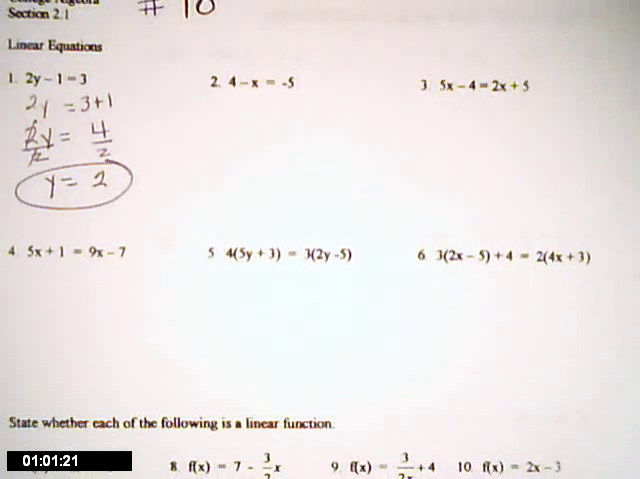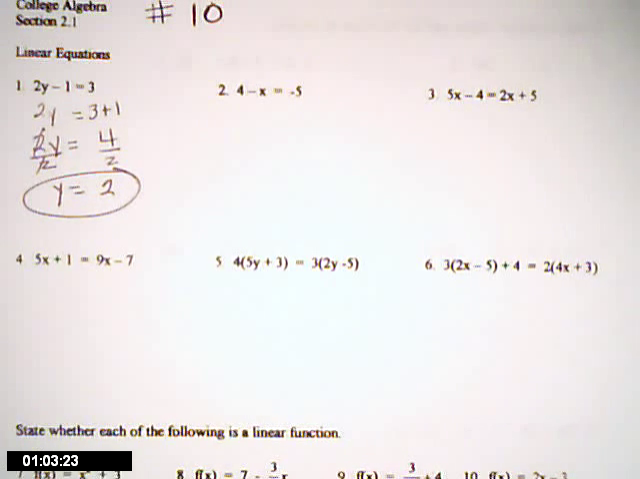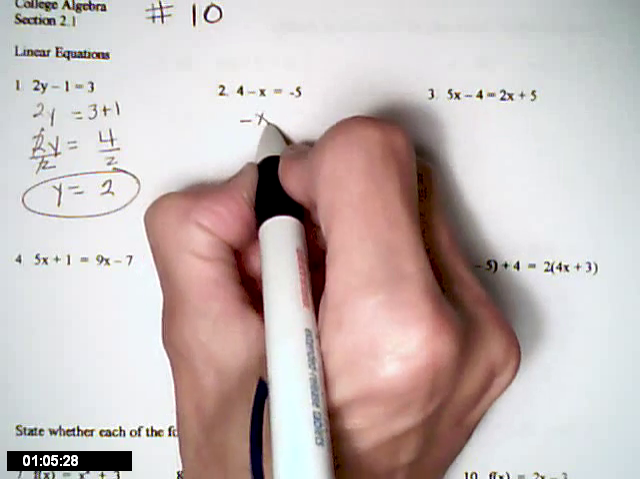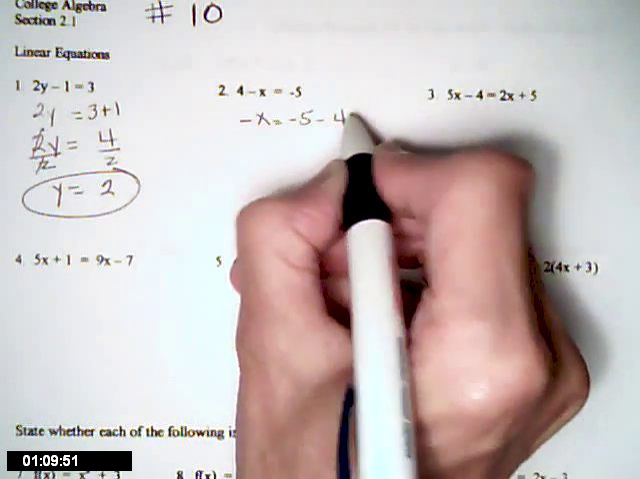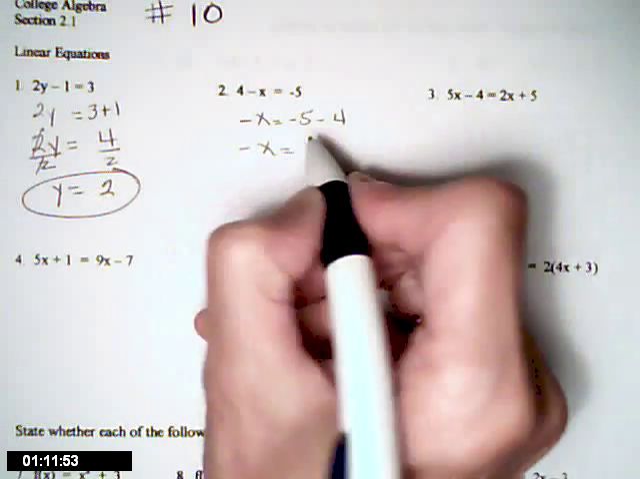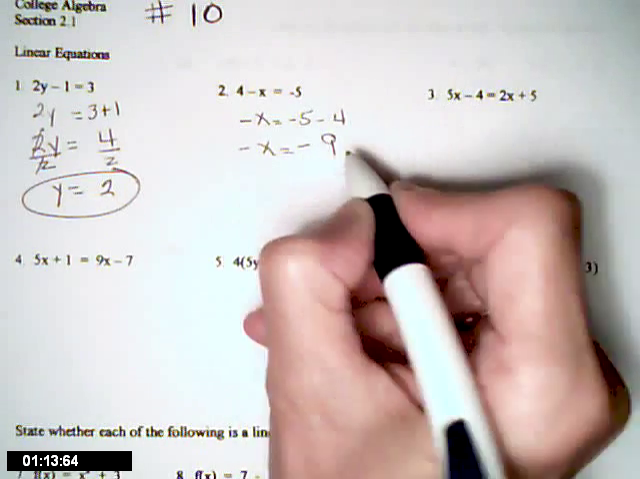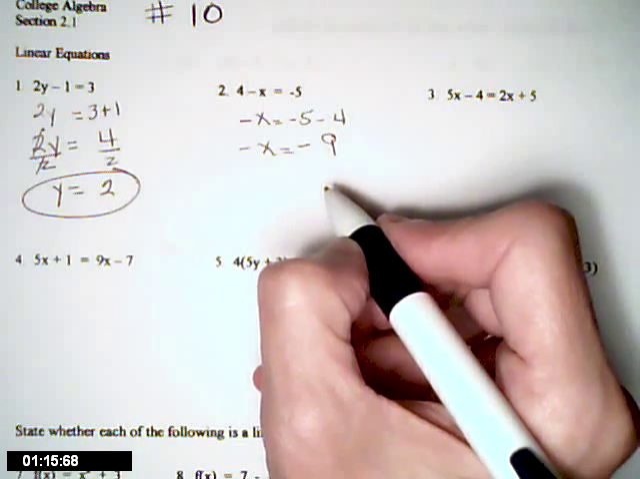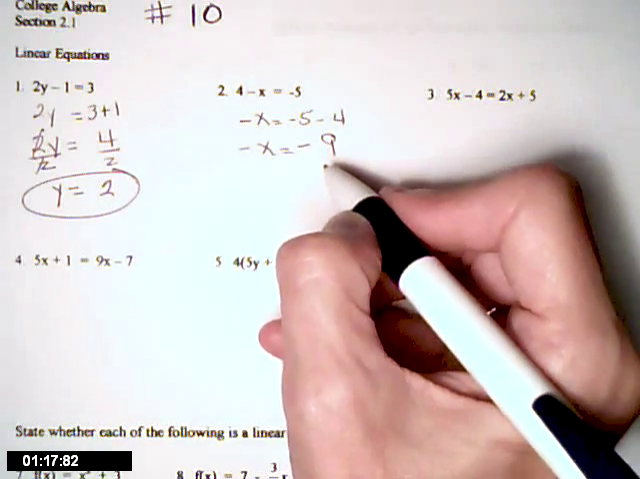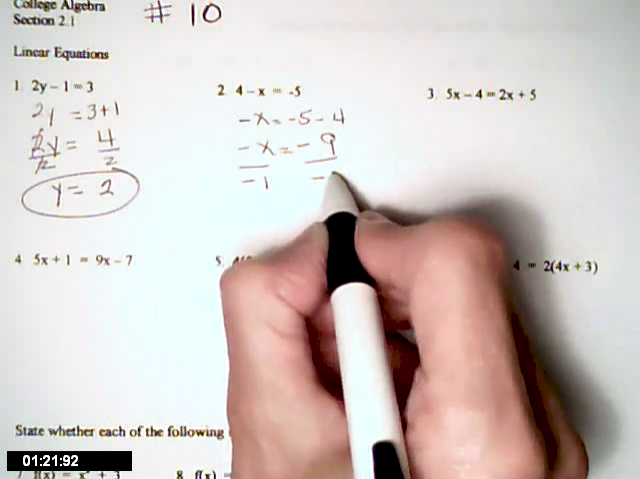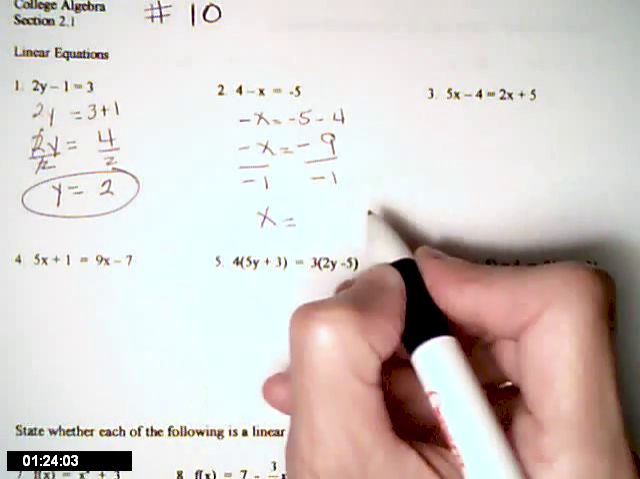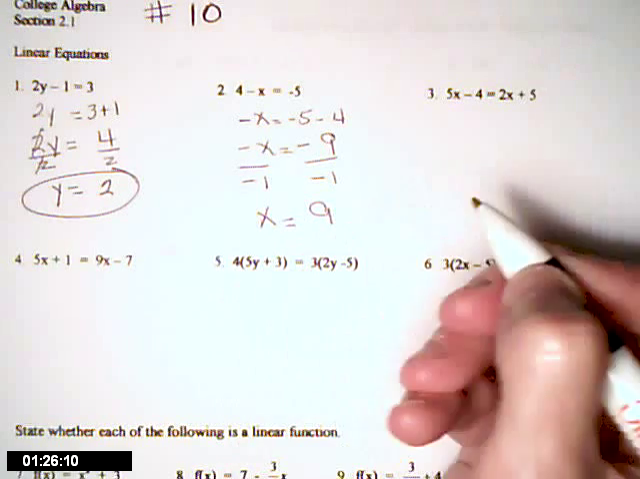In problem number 2, 4 minus x equals negative 5. I'm going to move the positive 4 across, and it will become negative 4. And that gives me negative x equals negative 9. Now, I'm not finished with a negative x. So to get rid of the negative, I'm going to divide both sides by negative 1, and that will give me x equals positive 9.